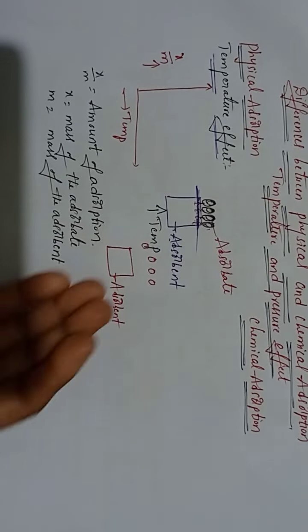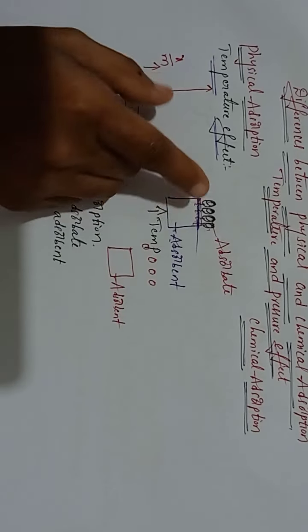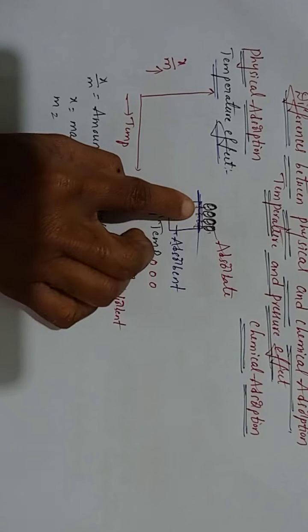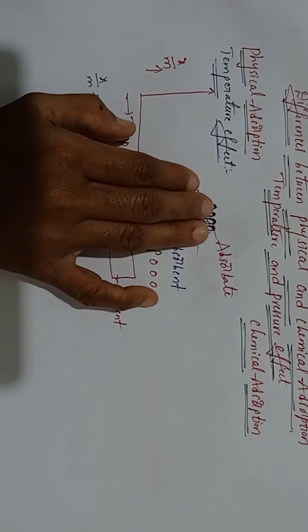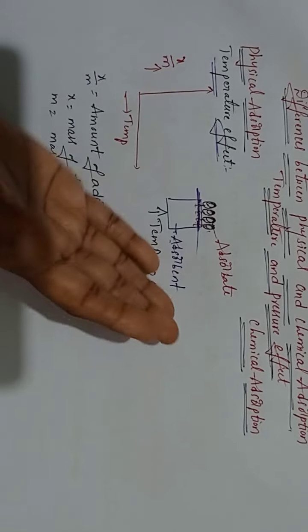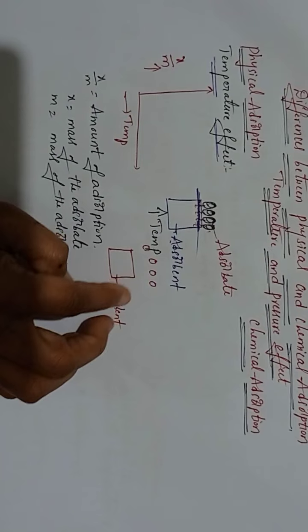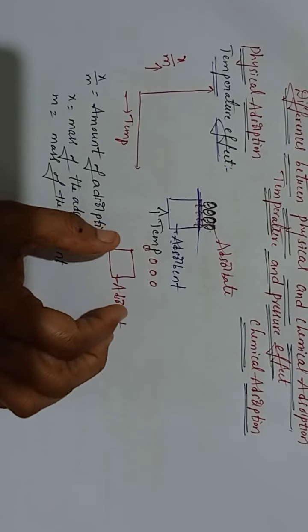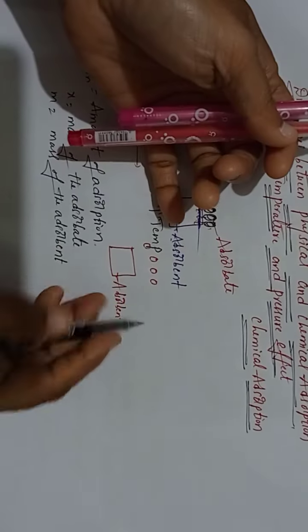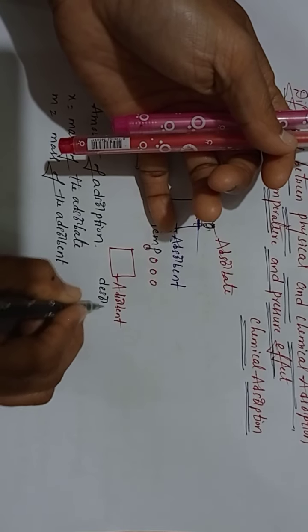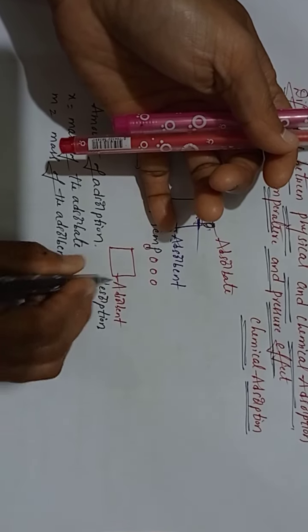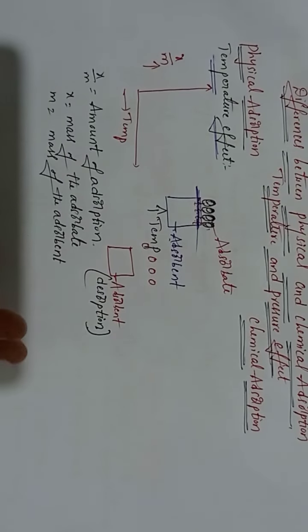So whenever we give temperature, what will happen here? Weak bonds are there, the bonds will break, and these adsorbate molecules move away from the surface like this. What will we call this process? This process is called desorption, students. What is desorption?